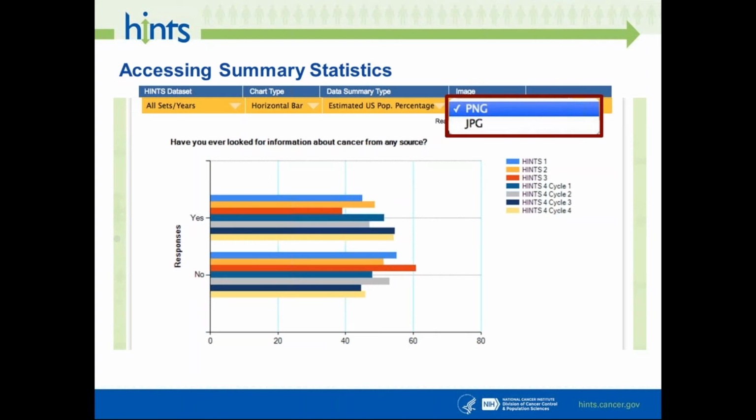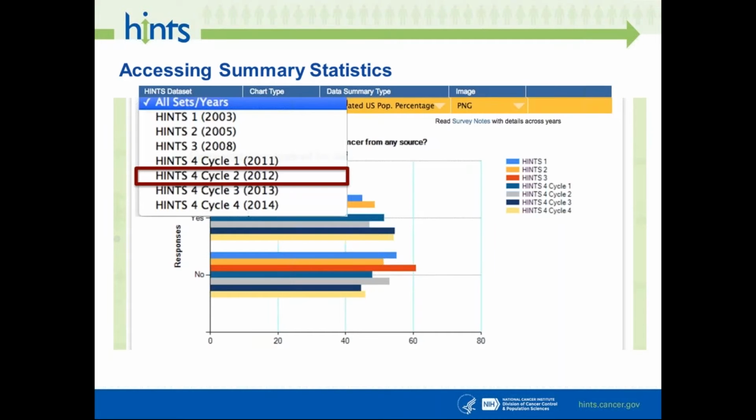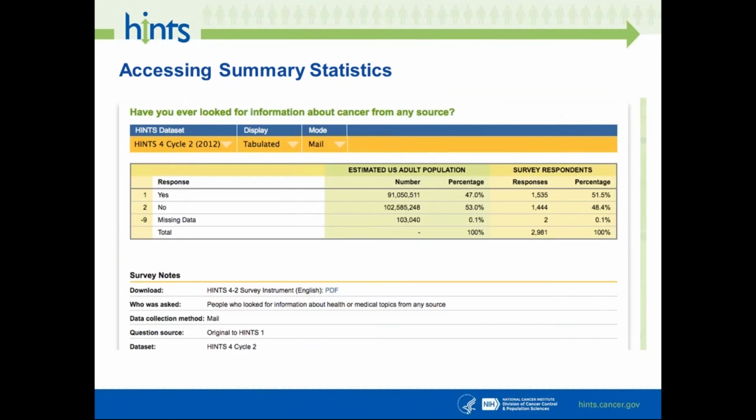But the table is really the gold mine. You can see on the left you have 1, 2, and 9. So that's the coding that you get in the variable in the data set when you download it. The next column over, you can see response. So yes, no, missing data. That's what those codes correspond to.